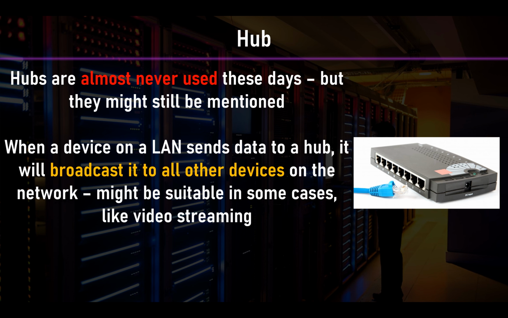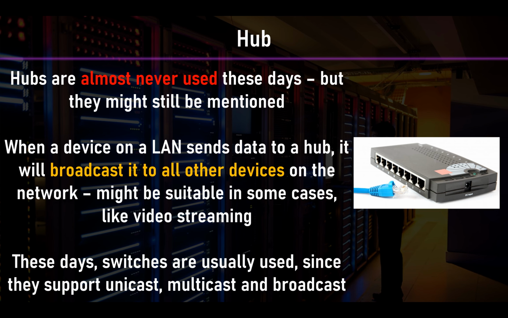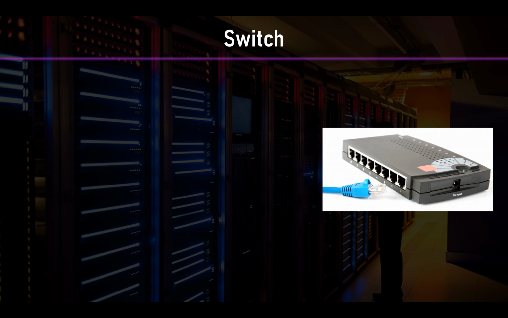Then hubs. Hubs are almost never used, but they might still be mentioned. The reason they're never used is that they broadcast to all other devices. In some situations that might be useful, let's say video streaming, if we have many people and we want to send this video stream to everyone, then you can use a hub. But in typical cases, we want the flexibility of choosing unicast, multicast or broadcast. That's why we want to use a switch.